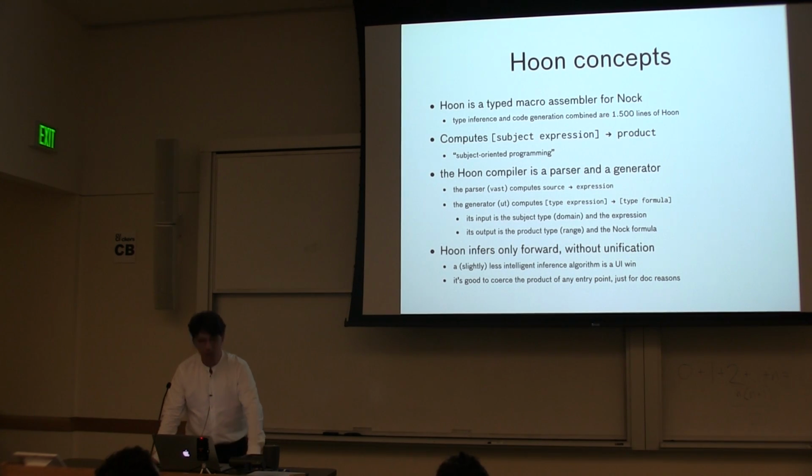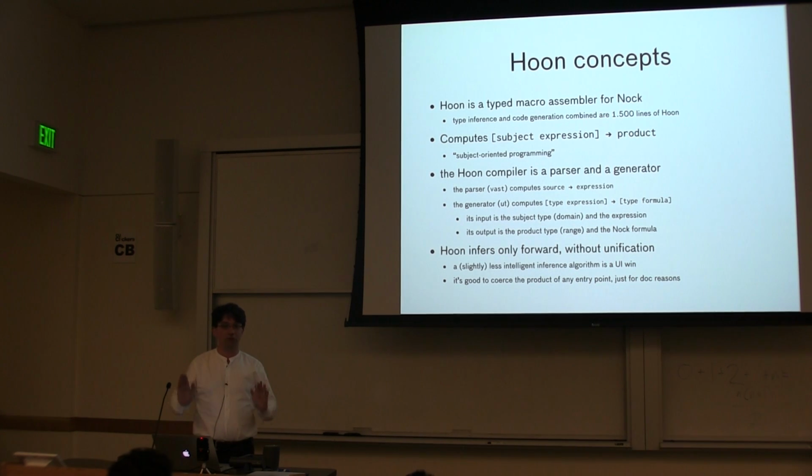When we take a type system and layer it on top of Nock, we're computing a mapping from a type and an expression to a type and a formula. So we have input type or subject type and expression turns into product type and the Nock formula that computes that expression. So again, a very, very simple, straightforward relationship to Nock here. The inference algorithm is extremely stupid. It infers only forward. It does not use unification at all. It can infer tail recursion, but not head recursion. So a general pattern is you need a few more casts to help the type system out. It's still a strict type system, but you need to help it a little bit.